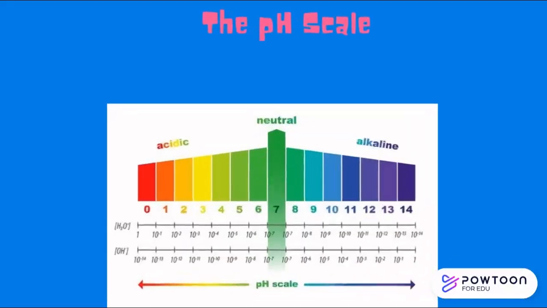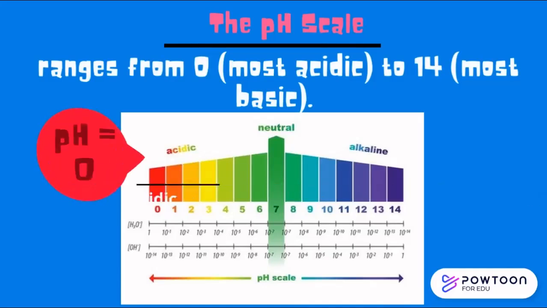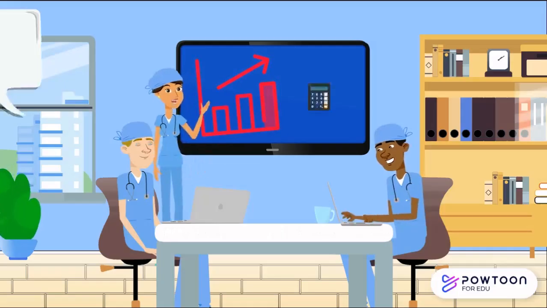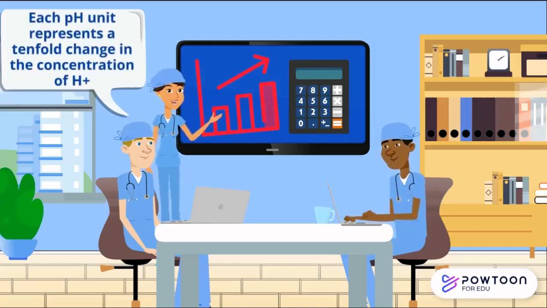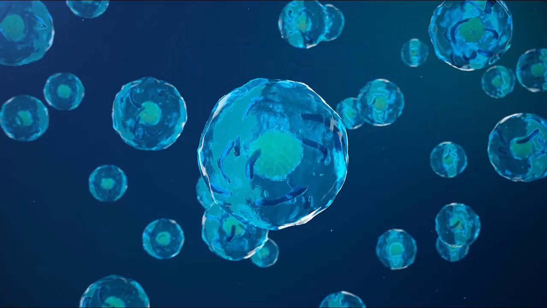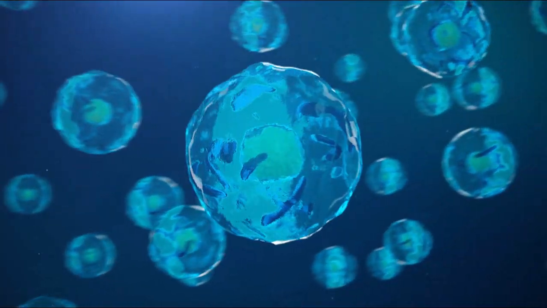The pH scale is a measure of the hydrogen ions in a solution. The scale ranges from 0 to 14, 0 being the most acidic, and 14 the most basic or alkali. Each pH unit represents a tenfold change in the concentration. The pH of a solution inside most living cells is close to 7.